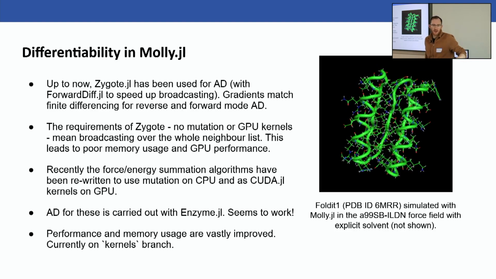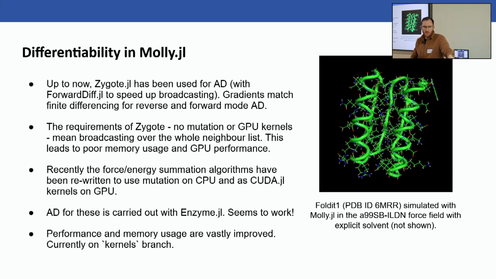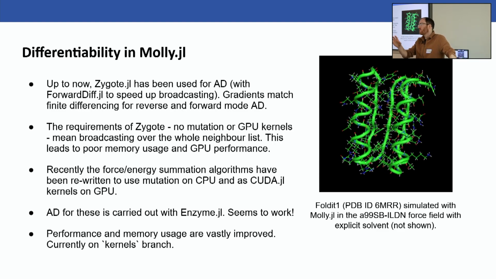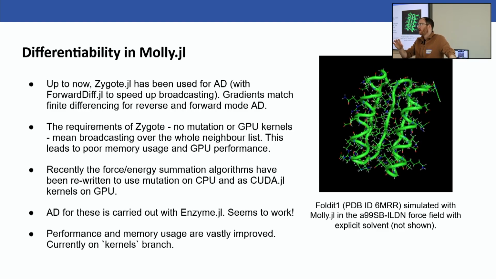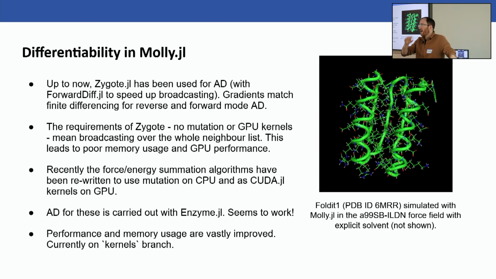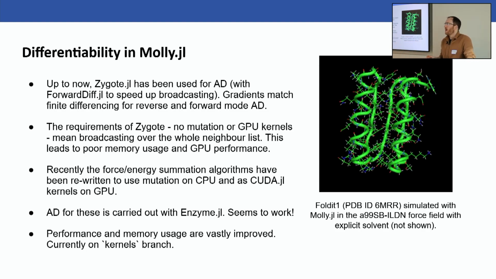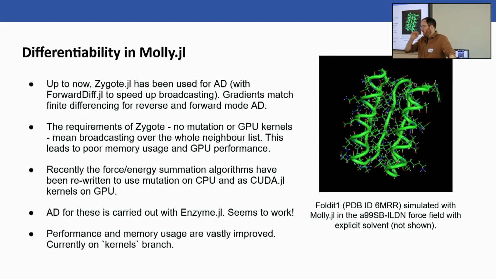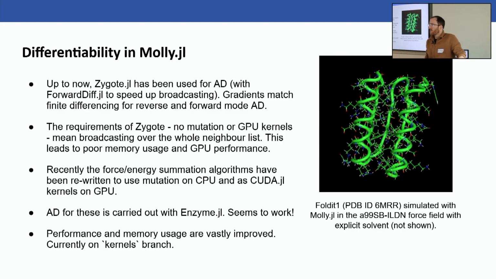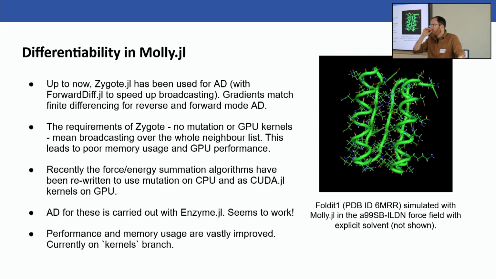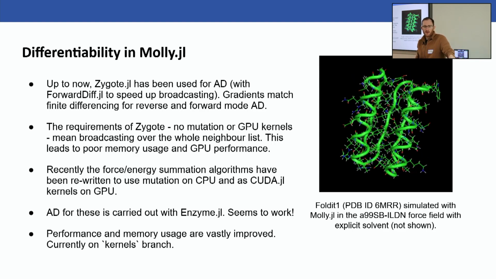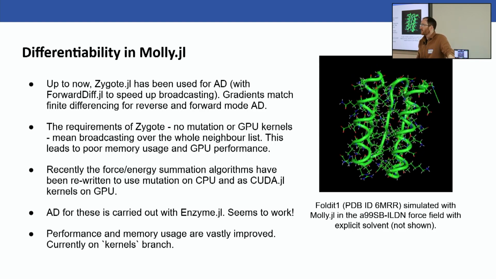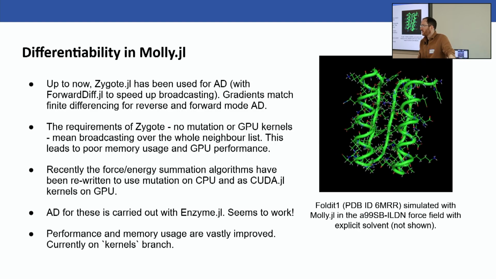So recently I've been working on taking the slow bits, which is basically the force summation, so looping over atoms and adding the forces, and rewritten them to use mutation and as CUDA.jl kernels. And the AD for these is carried out with Enzyme. So at this point I should say, big thanks to William and Valentin for really supporting this and fixing many bugs that I've been reporting.